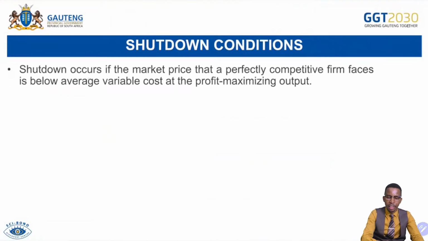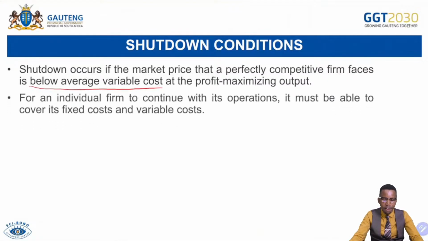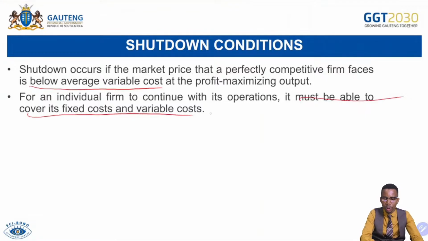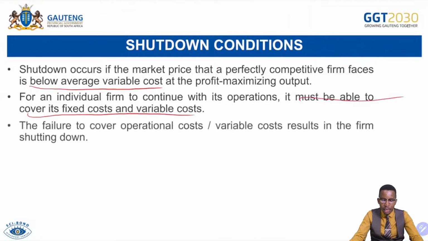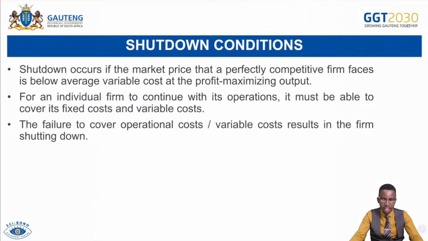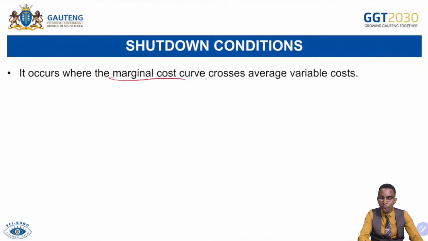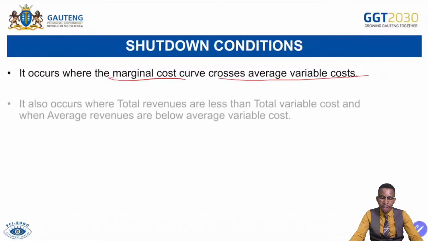Shutdown condition. Shutdown occurs if the market price that a perfectly competitive firm faces is below average variable cost at the profit-maximizing output. For an individual firm to continue operating, it must be able to cover its fixed cost and variable cost. Failure to cover operating costs, or variable costs, results in the firm shutting down or leaving the market, because the firm has an influence over the variable cost. It occurs when the marginal cost curve, MC, crosses average variable cost. When MC equals AVC, the firm has to shut down.